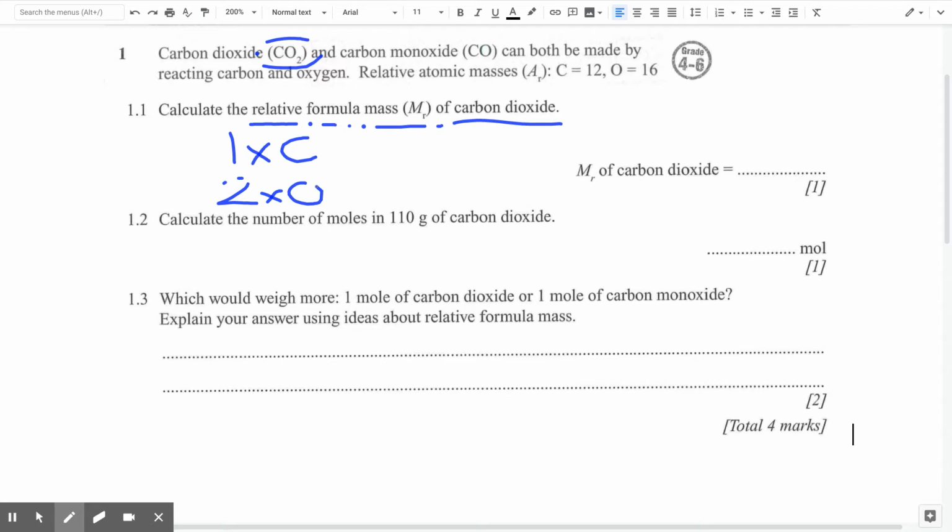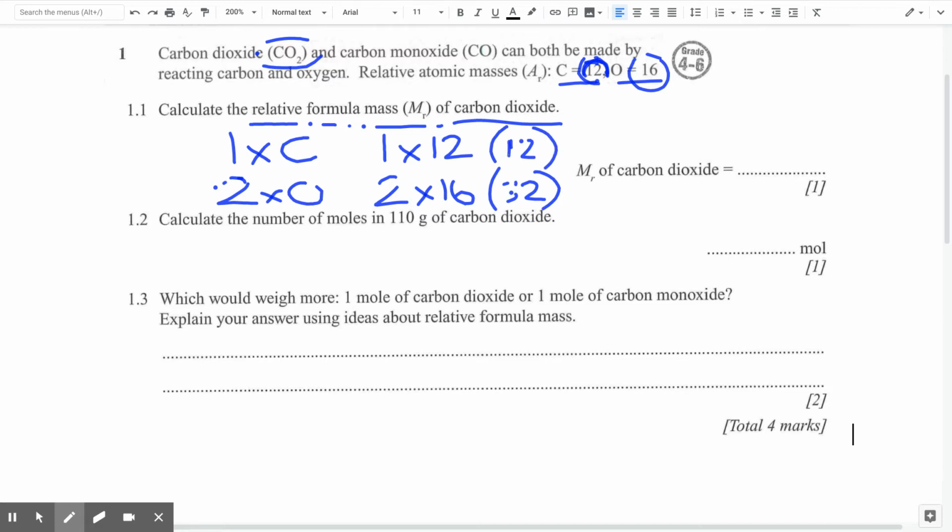And so the relative formula mass is an addition of the relative atomic masses that are in the compound. So if we know that there is one carbon atom and a carbon atom weighs 12, you'll be given the number in the question, then we've got one lot of 12 within the molecule, and we know we've got two oxygens. We have two lots of 16. That two lots of 16 obviously equals 32. Add that to the 12 from the carbon, and we get a molecular mass of 44 for carbon dioxide.